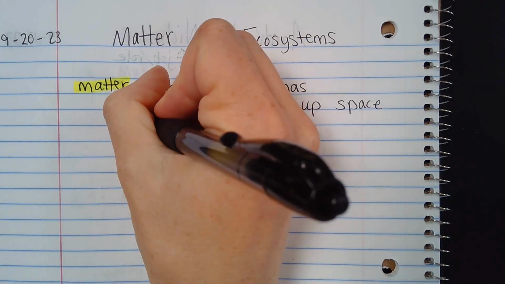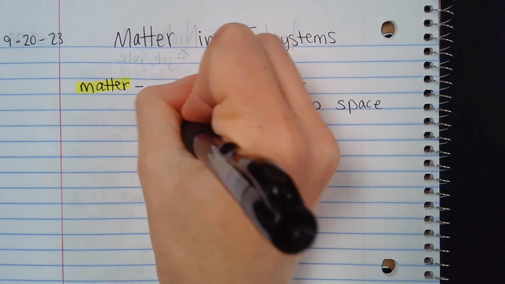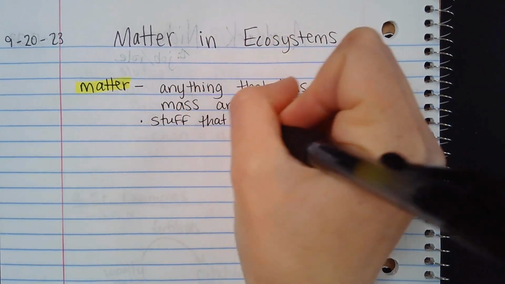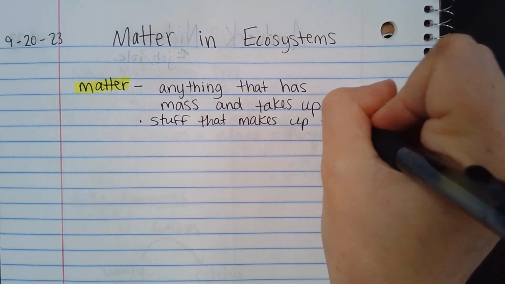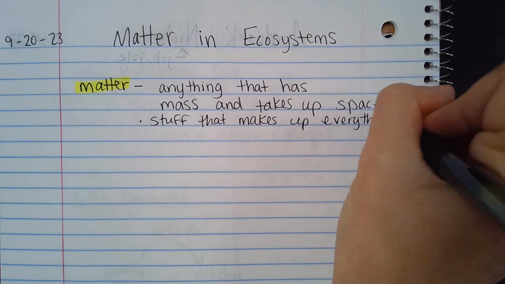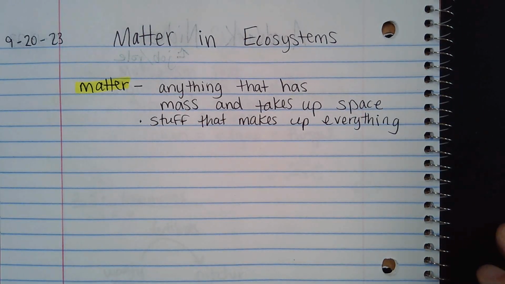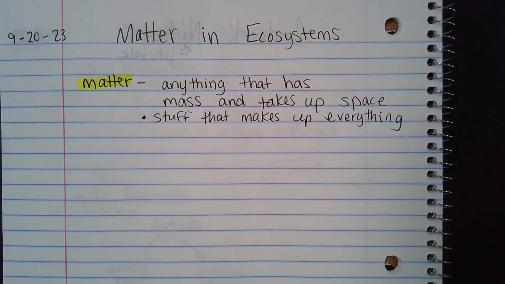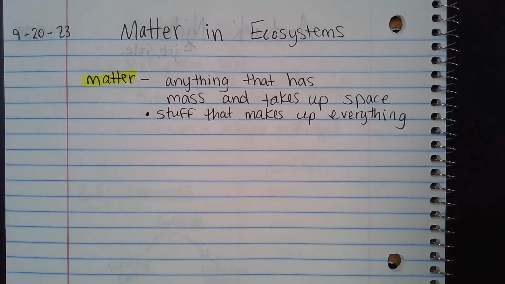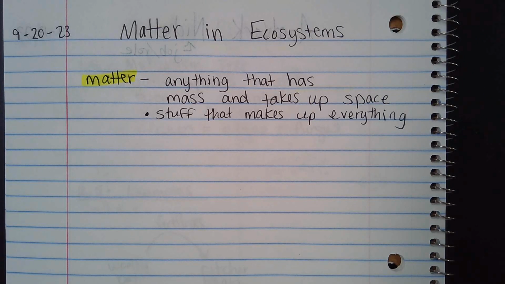Okay. Another way to think of it is the stuff that makes up everything. Okay, so matter is the stuff that makes up everything. So anything we can think about in the universe, if we ask what is it made up of, the broad term is matter. Everything is made up of matter.